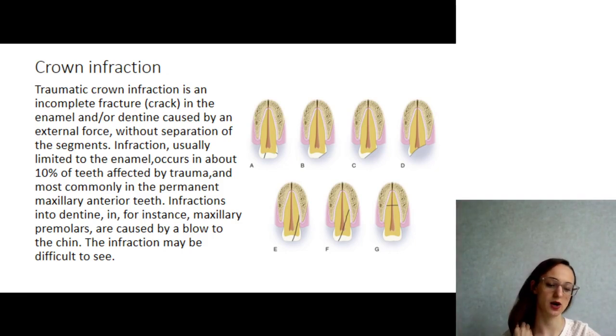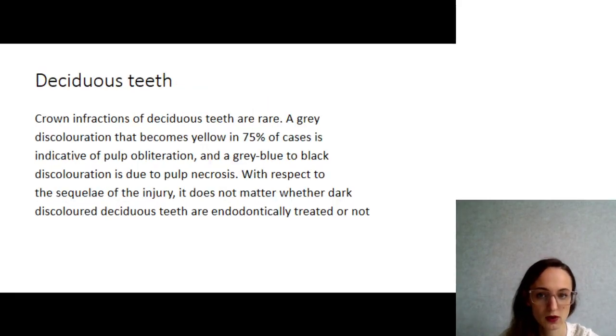Deciduous teeth: crown infraction of deciduous teeth is rare, and a gray discoloration that becomes yellow in 75% of cases is indicative of pulp obliteration, and a gray, blue, or black discoloration is due to pulp necrosis. With respect to the sequelae of the injury, it does not matter whether dark discolored deciduous teeth are endodontically treated or not. So, traumatic injuries to the teeth in children younger than 4 years often may only slightly intrude the tooth. Deciduous teeth, 75% of cases, yes.